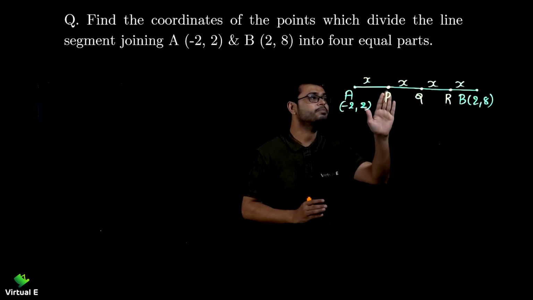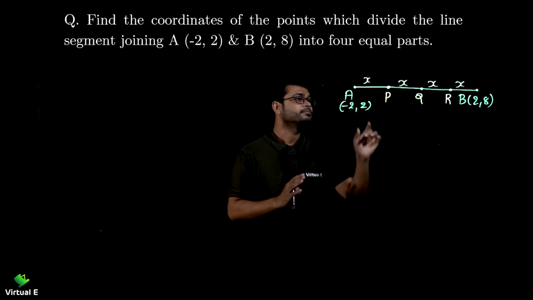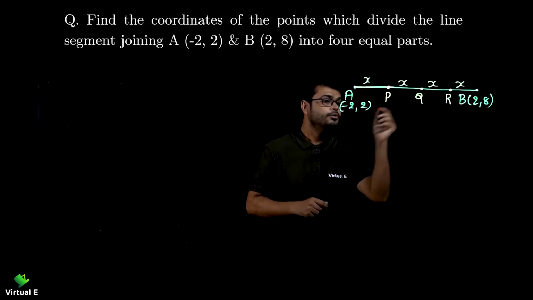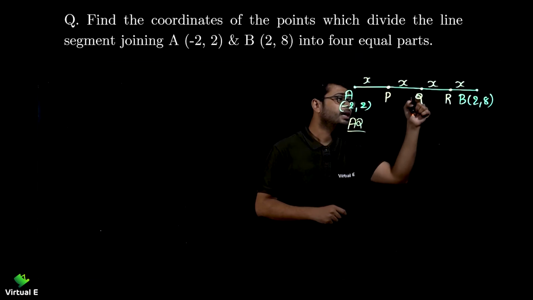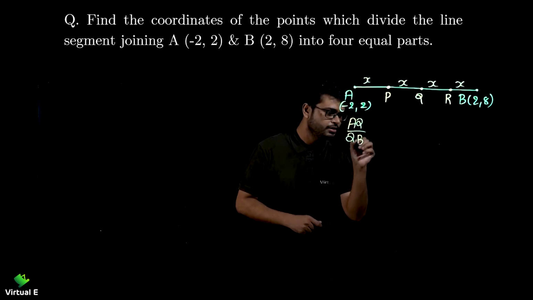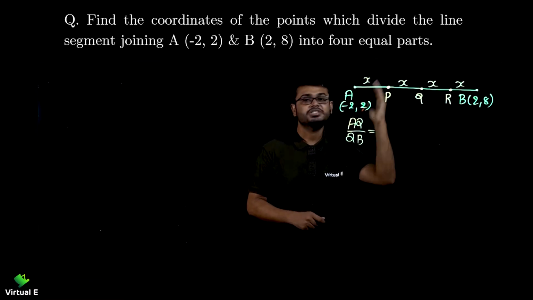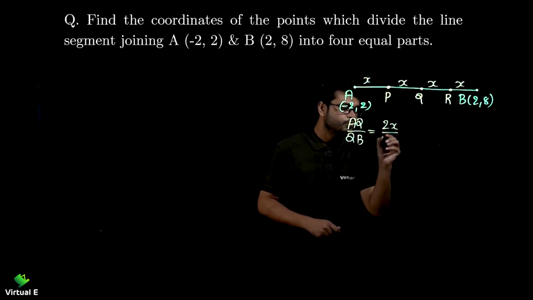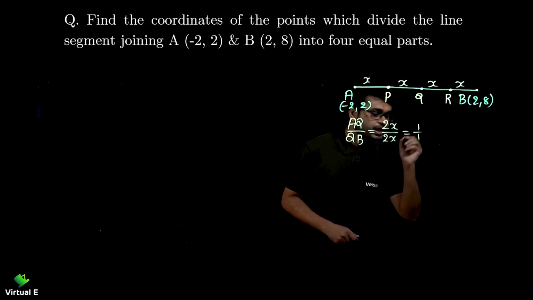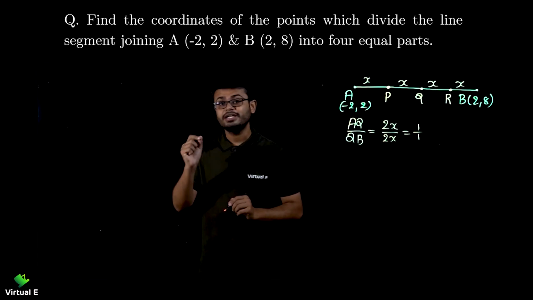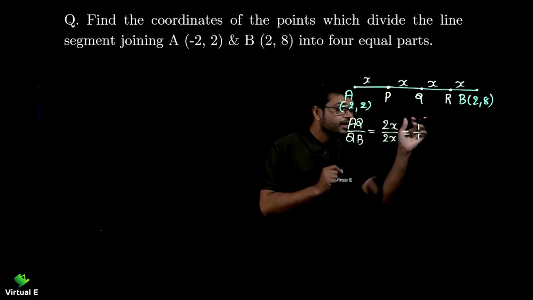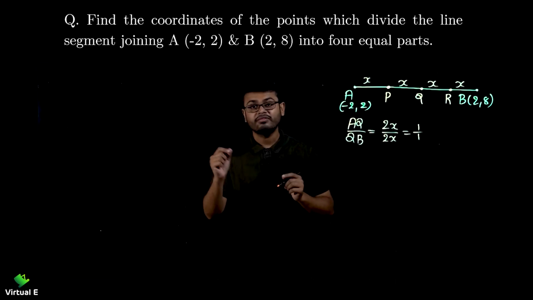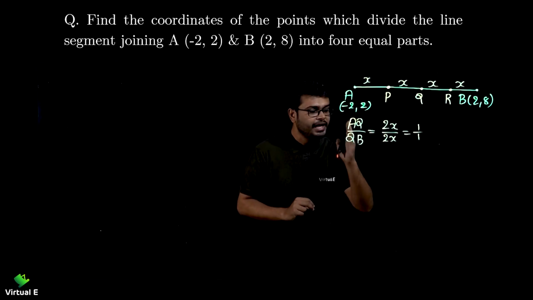First of all, let's forget that there is P and R. Let me take only Q into consideration, and I'm taking the ratio of AQ by QB. So what is the length of AQ? X plus X will give you 2X, and QB, that is X plus X again, which is 2X. The ratio is 1 by 1. Ratio is 1 by 1, means what? It is the midpoint. Remember, if the ratio is 1 by 1, it is the midpoint. So Q is the midpoint of which 2 points? Point A and point B.